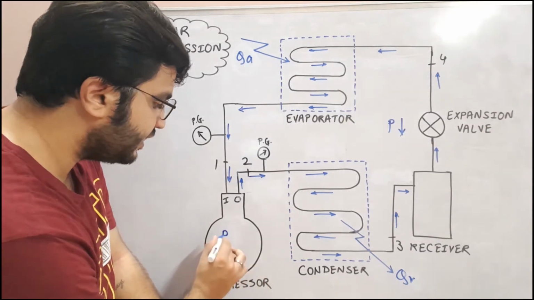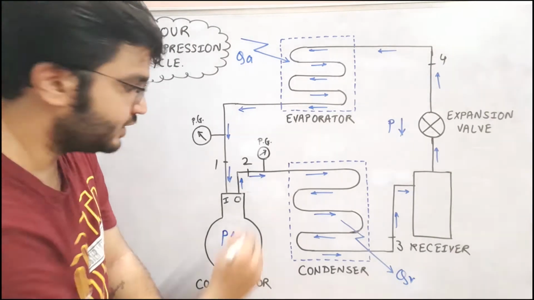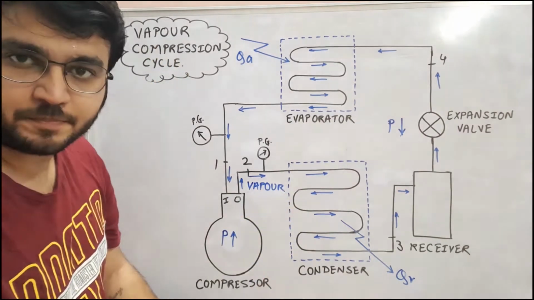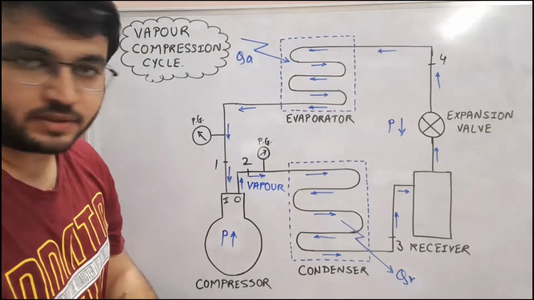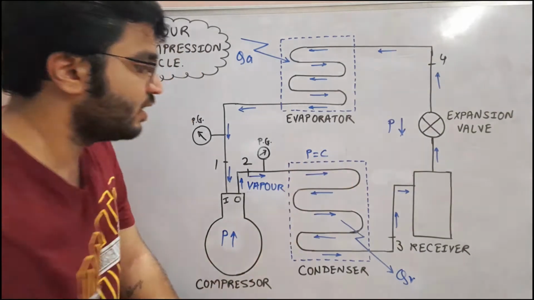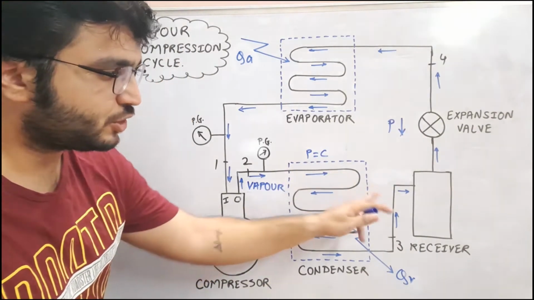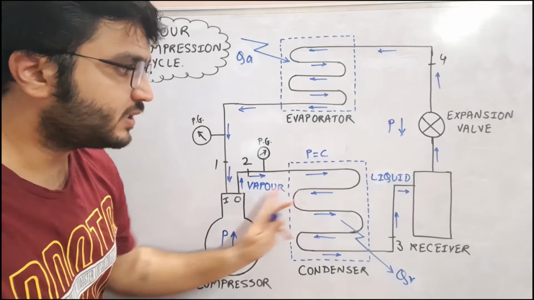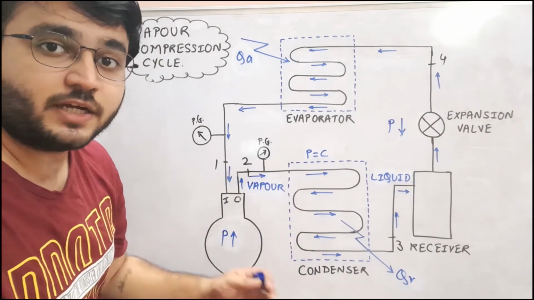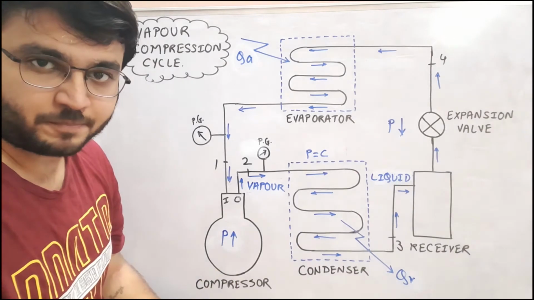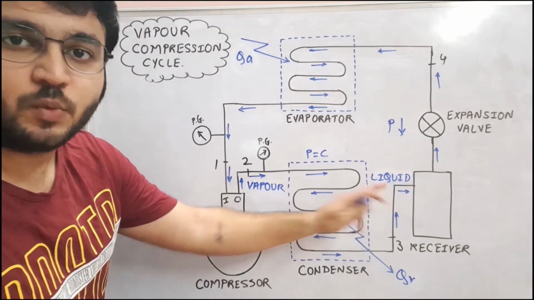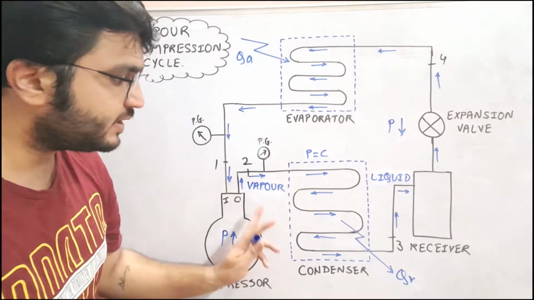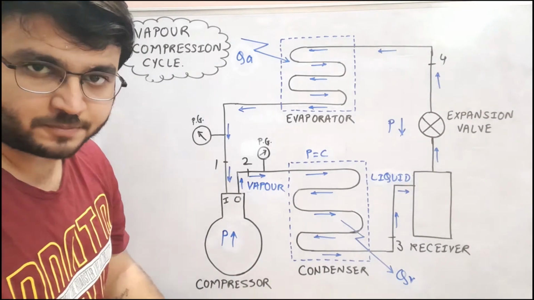So after increasing the pressure of the vapor refrigerant, such high pressure vapor refrigerant is supplied to the condenser. Here the condensation process is carried out. That means at constant pressure, the state of the vapor refrigerant will be changed to liquid refrigerant. Now why is this done? The state is changed in order to increase the heat absorption capacity of the refrigerant. The heat absorption capacity in liquid state is way more than its capacity in vapor state. That's why this condensation process is carried out in the condenser.